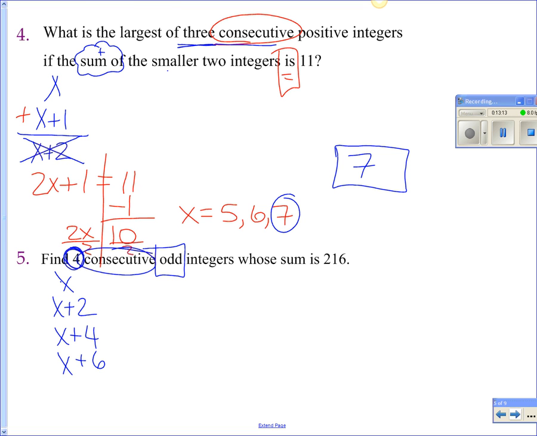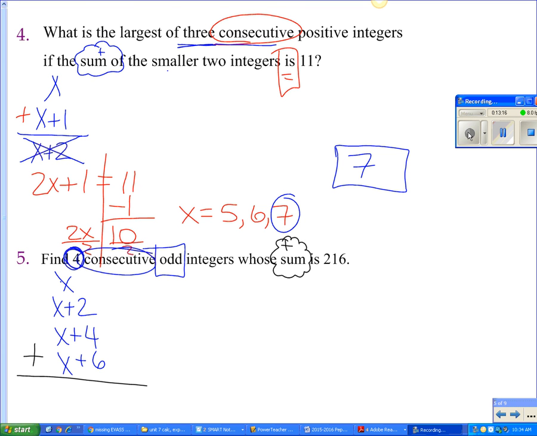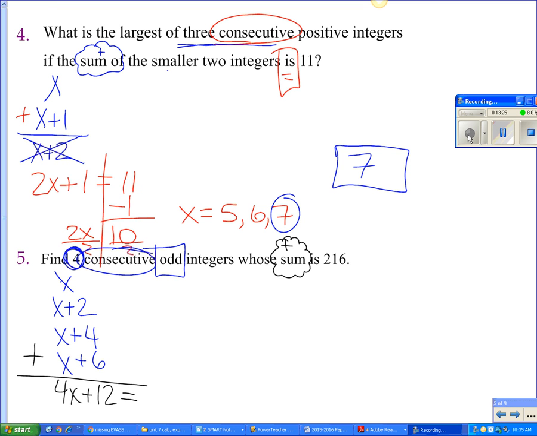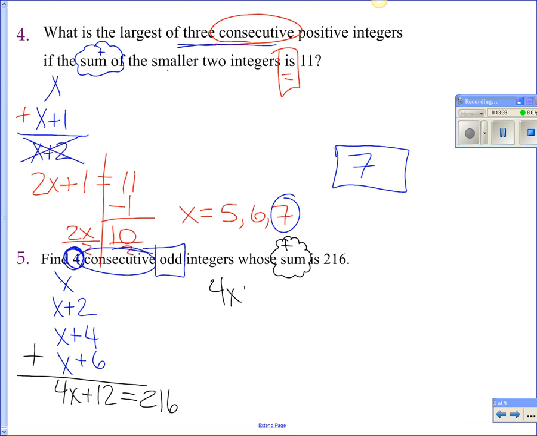I know. Add these. Okay. 4x plus 12 equals, Julius, what's it going to equal? Very good. 216. I'm going to write it over here, guys, so y'all can see it in the back. You don't have to rewrite it on your paper. Zach, help me solve this. What would I do next? It's going to be 204. And Levi, what do you do next?